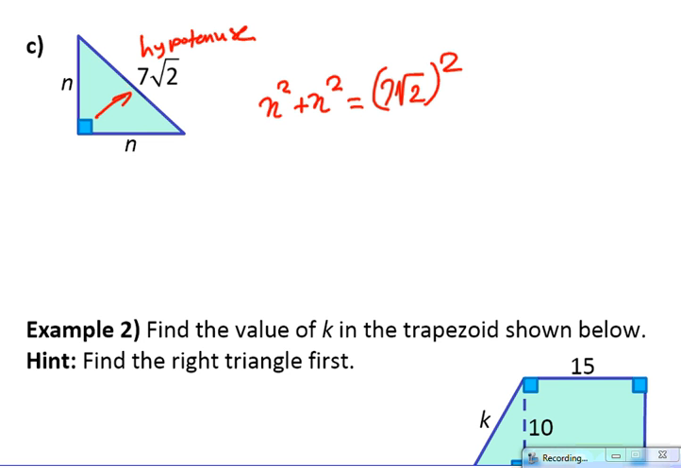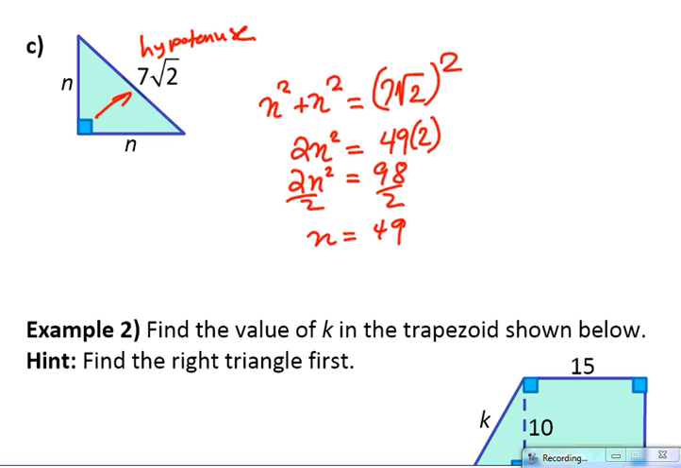Well, n squared plus n squared is equal to 2n squared. And then 7 radical 2 squared is going to be equal to 7 times 7, which is 49, radical 2 times radical 2, which is 2. So 2n squared is equal to 98. Divide both sides by 2, and I get that n squared is equal to 49. And then take the square roots of both sides. So the square root of n squared is n. The square root of 49 is 7.